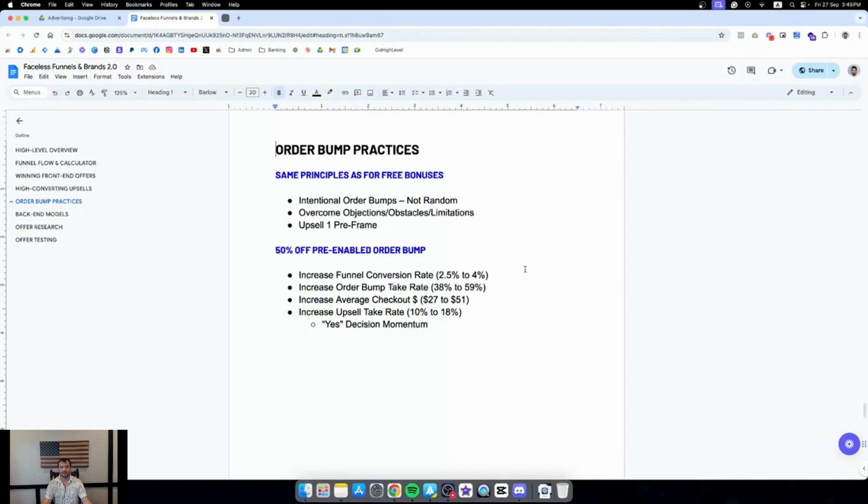And then the cool little strategy to increase the take rate on your bumps, essentially to get more and more people to click yes on the bumps, is to use what I call the 50% off pre-enabled order bump. You've seen this on the Funnels and Brands funnel, right? You can check that. You can also check this on all my other funnels that I've shared in this document and throughout this course. Essentially, you're adding a discount code to your order bump. What that does is it increases your overall funnel conversion rate. For example, I'm sure you've seen on Funnels and Brands, the faceless course, the header bar, and all the messaging was like 50% off deal available, right? And that deal was available on the bumps, right?